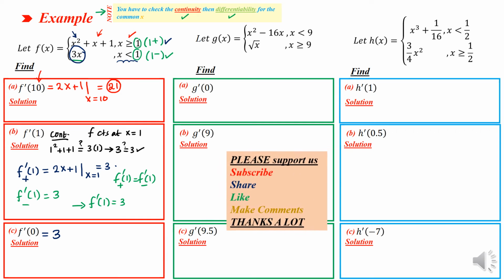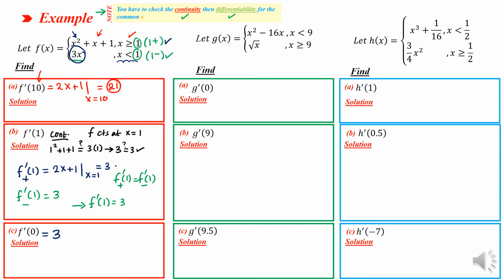In g of x we have the function x squared minus 16x when x is less than 9, and we have square root of x when x is greater than or equal to 9. And the first question is to find g prime of 0, and as you know, 0 is less than 9, so the first interval is the correct choice for part A. So you have to find the derivative of the first function, and the derivative of the first function is 2x minus 16. Then you have to substitute x equals 0. So 2 times 0 is 0, minus 16 is negative 16. So this is the derivative of the function g at x equals 0.